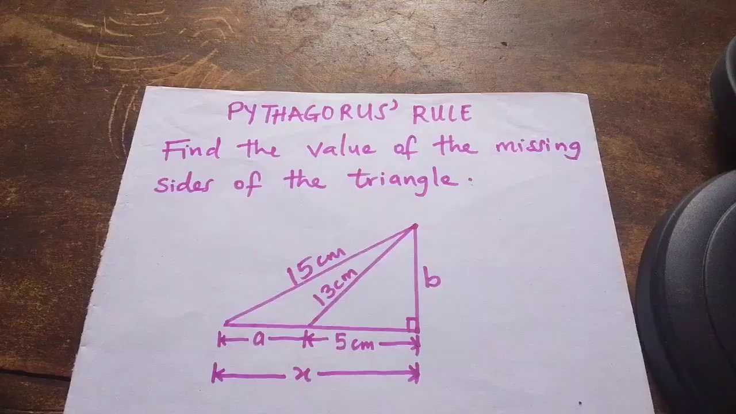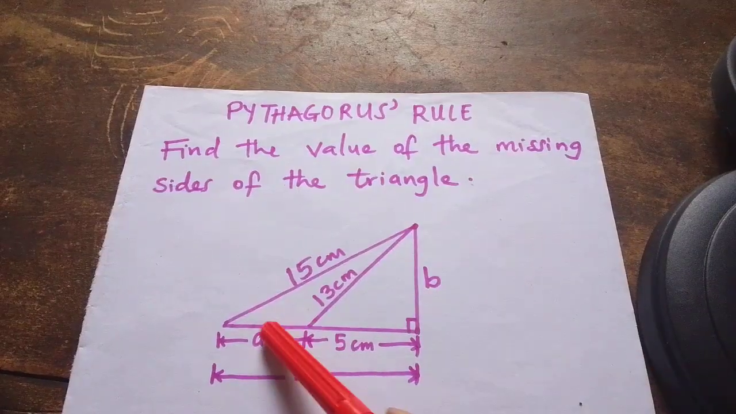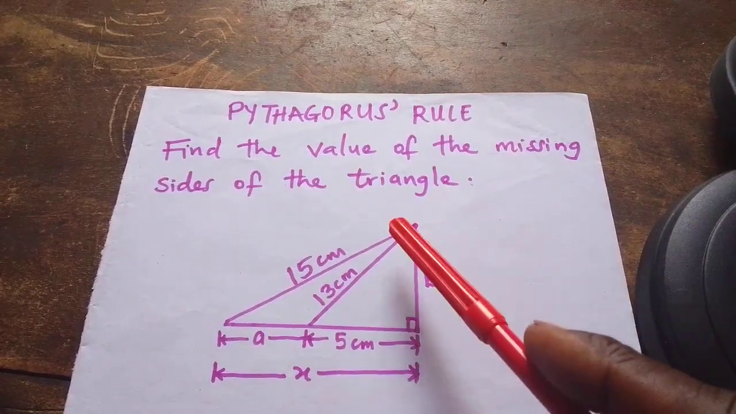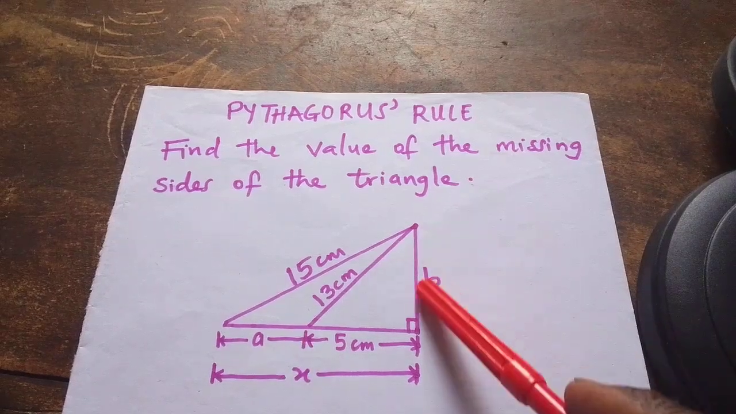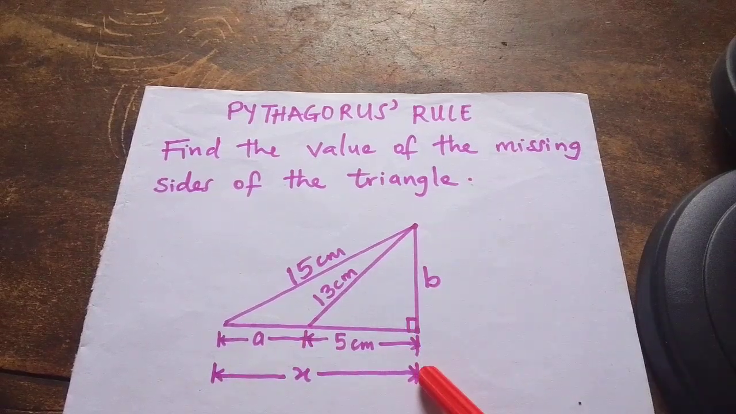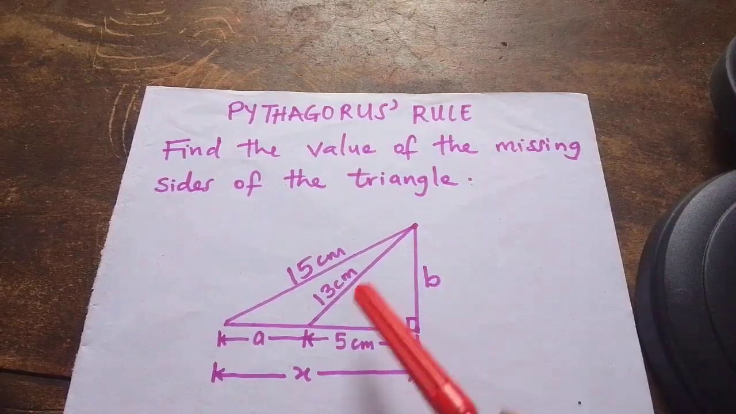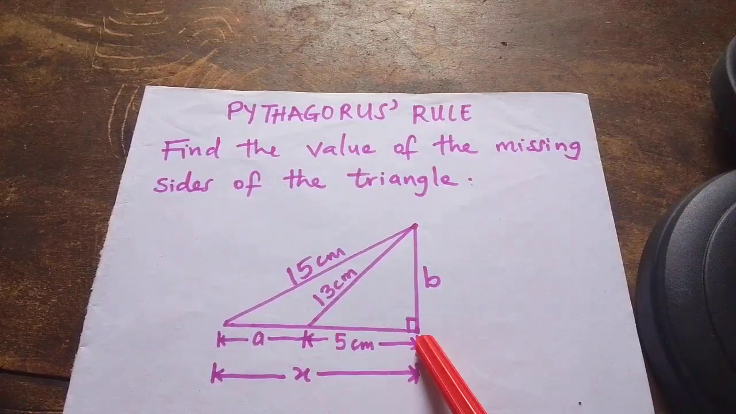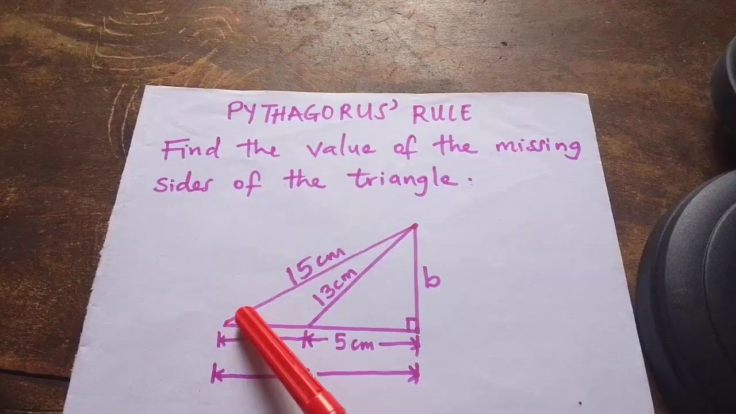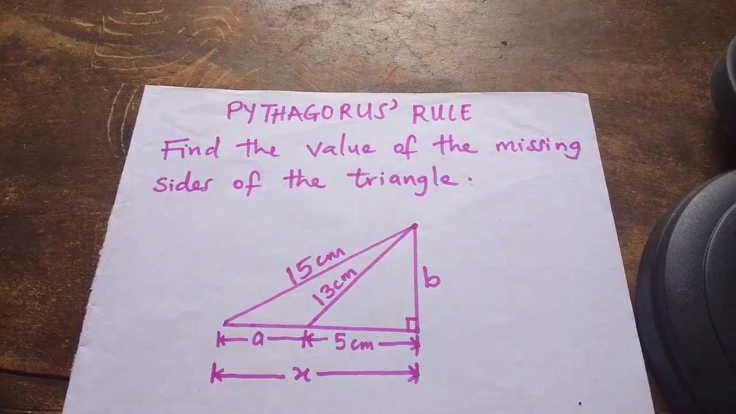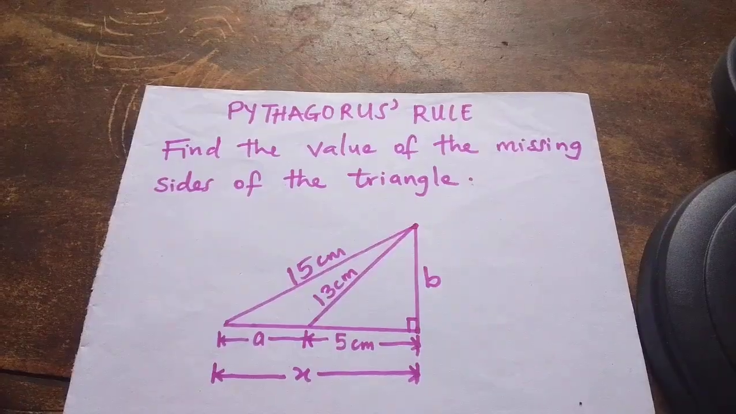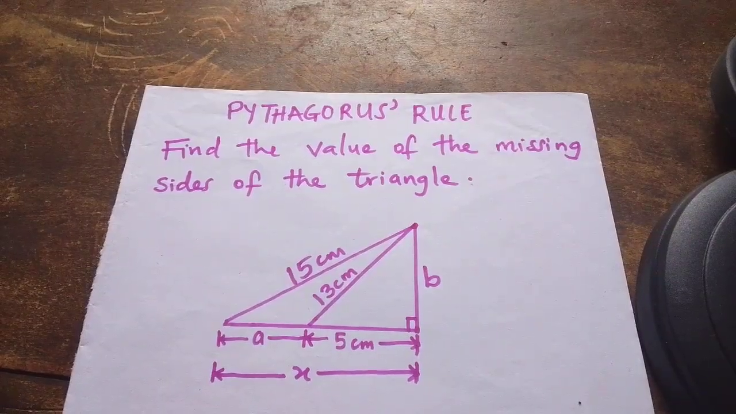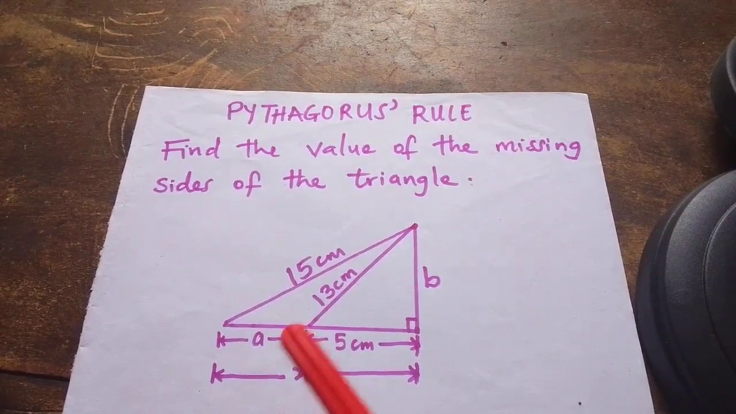Now we are having this triangle. We are told to look for this side A, this side B, and this place X. We are given this place which is 5 centimeter, and we are given this place to be 15 centimeter. You realize that in this right angle triangle you can find two major right angle triangle.